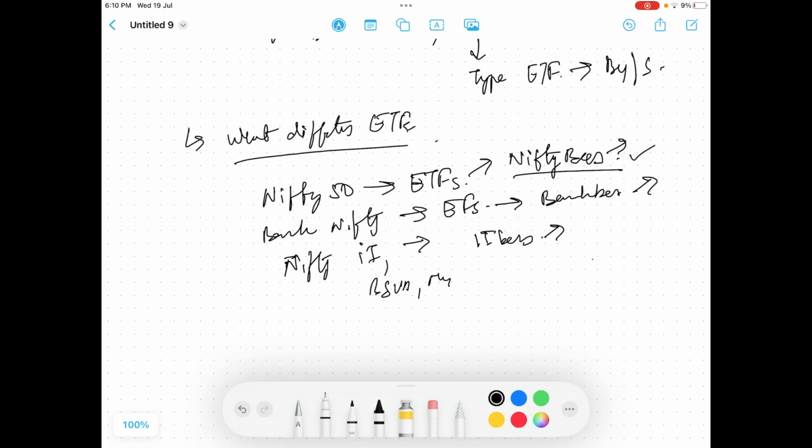Again, these have high liquidity. I'll be talking about the different factors. So suppose Nifty Bees will track Nifty 50, Bank Bees will track Bank Nifty, and IT Bees will track Nifty IT. Similarly, however the particular index or the sector is behaving, these ETFs will also behave more or less in the same way. Now I will be talking about the three important factors that you have to see in any ETF.